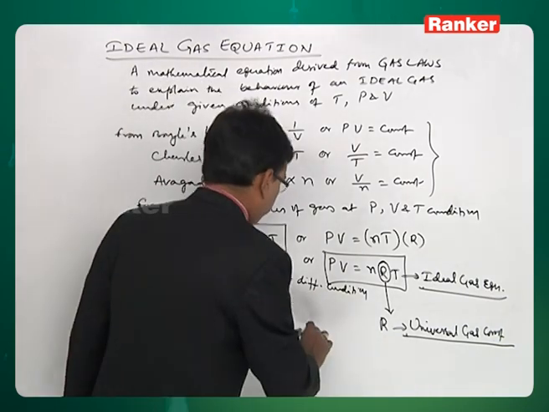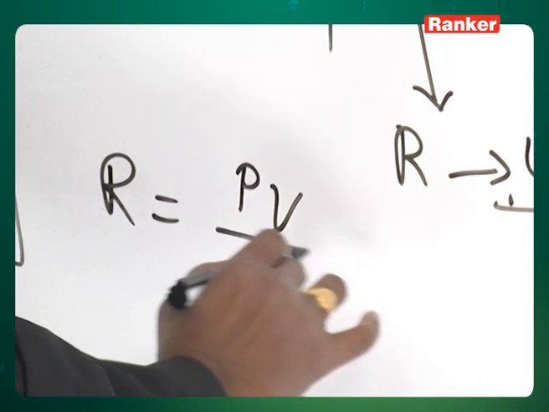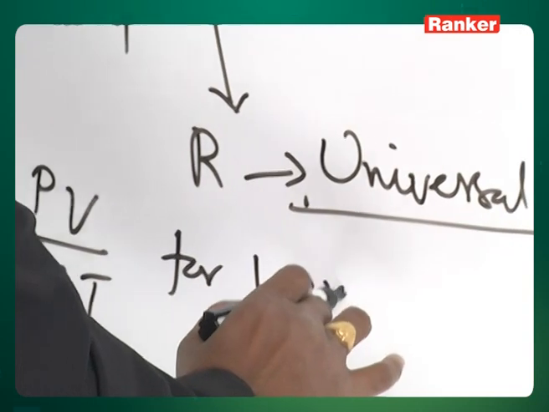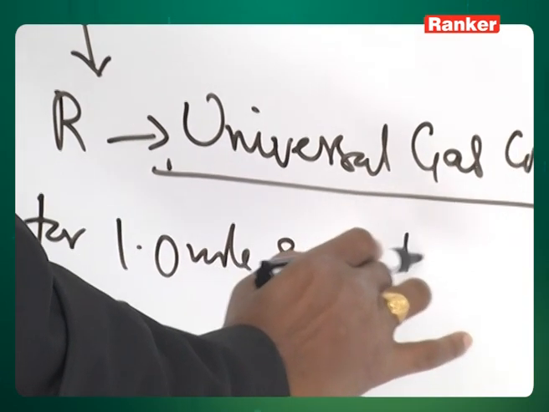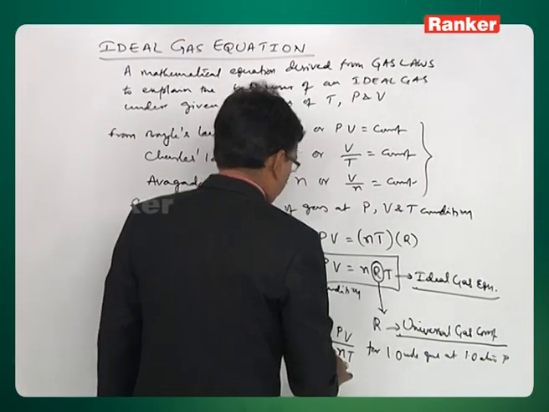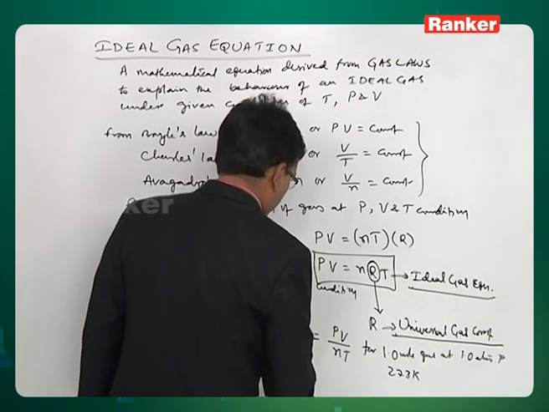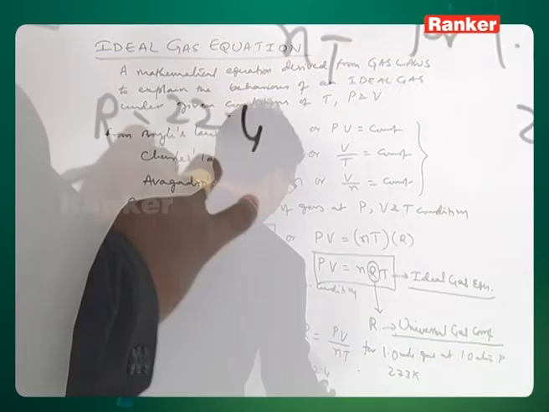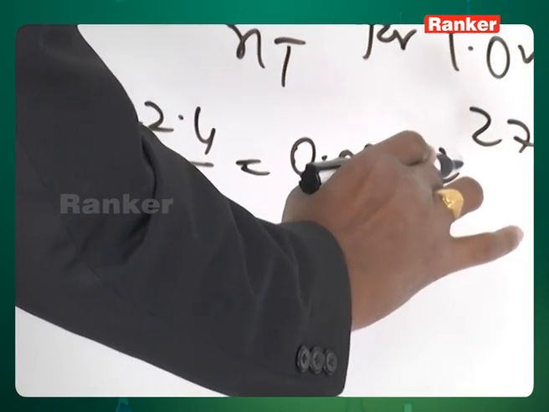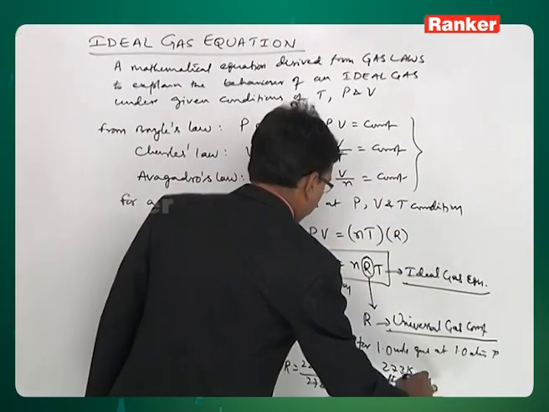Then how do you define R? Obviously, this R is equal to PV by nT. For 1 mole of gas at 1 atmospheric pressure and 273 Kelvin, that is at STP, this R is equal to 22.4 by 273, which is 0.0821 liter atmosphere per mole Kelvin, right.